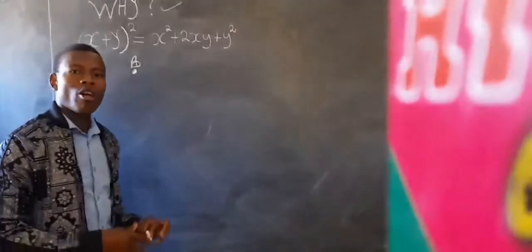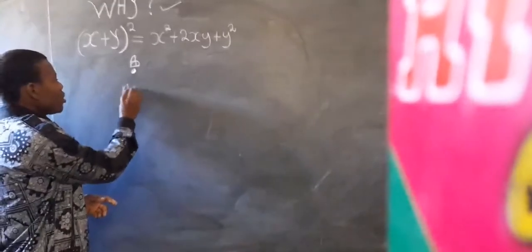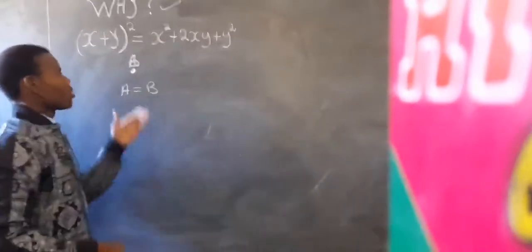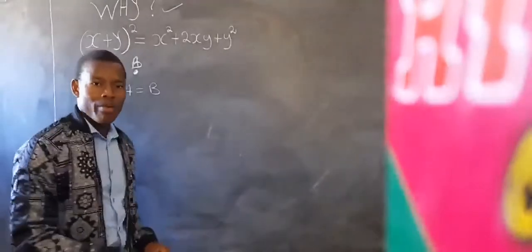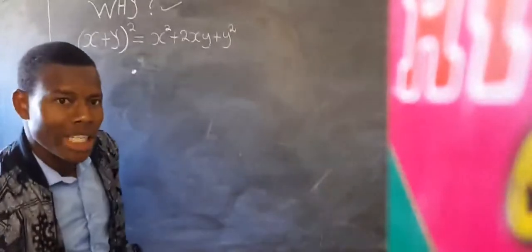Then we're going to have point A, which means at this point A is equal to B. So the idea is to just write at least one of them, either A or B. So let's not talk about that much.